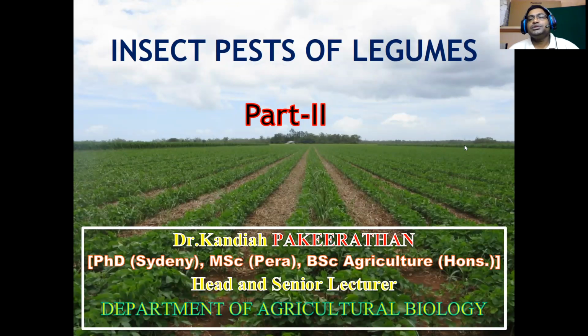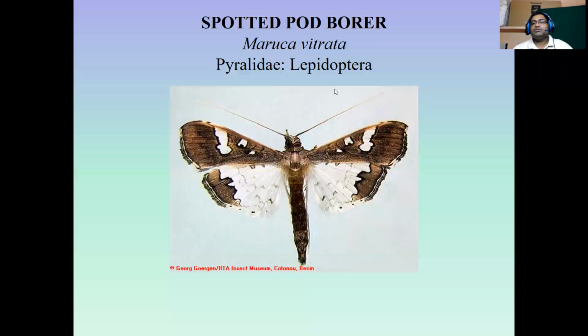So today we are going to continue with the second part of the insect pests of legumes. In the last class, we were discussing the important pests that are causing economic damage on legume crops. Legumes are very important for all people living around the world because they are not only protein sources but also have many vitamins and other medicinal values. Therefore, studying the pests targeting legume crops is very important.